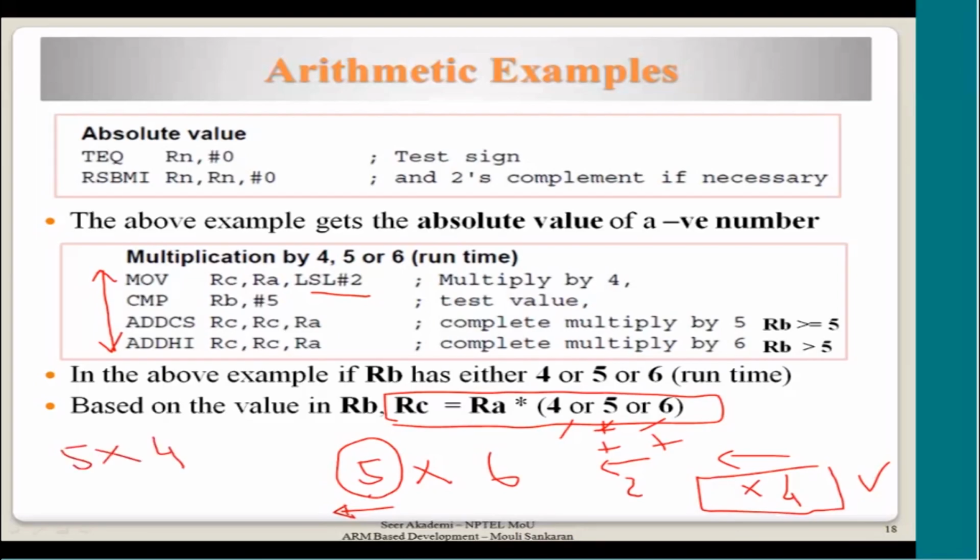I have already calculated that, but my interest is to multiply it by 6. So instead of multiplying by 6, I multiply by 4 by shifting it by 2 bits, which is a very easy operation and takes less time. And then I add one more 5, and another 5 if it happens to be 6. I will only add 5 if the multiplication was only by 5. If it is 6, I will add one more 5. So 2 additions are just 2 internal cycles, whereas multiplication takes more cycles.